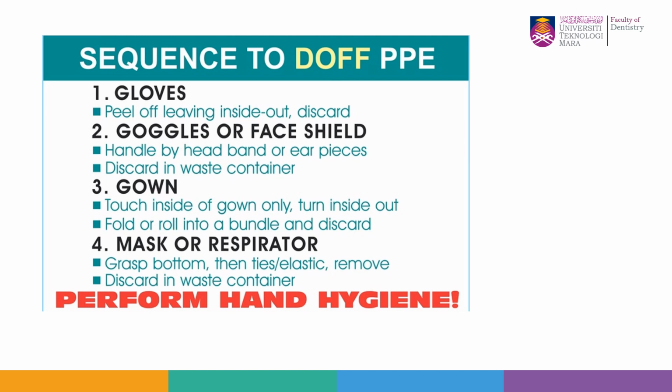So why do you need to remove your mask at the very last? Because when you are removing the gloves, goggles, or gown, the particles that stuck on the surface of your gloves, goggles, or gown might be flying around in the air. So it's better for you to keep on the mask until everything's off, and then lastly take your mask off. Okay, and then lastly definitely perform the hand hygiene.